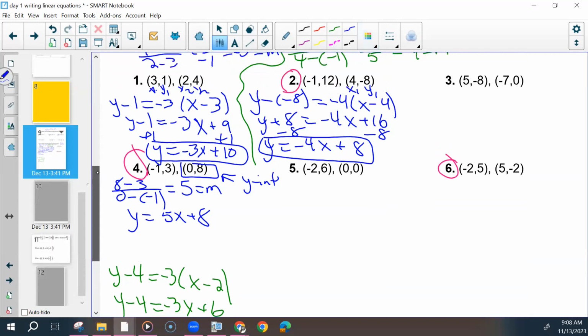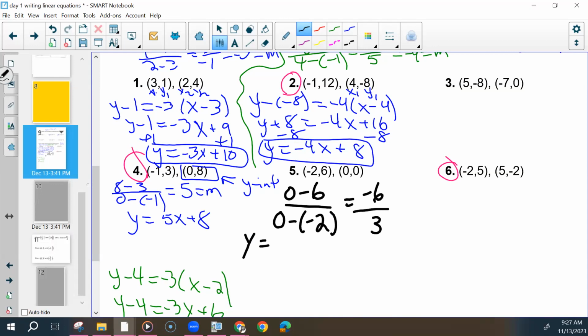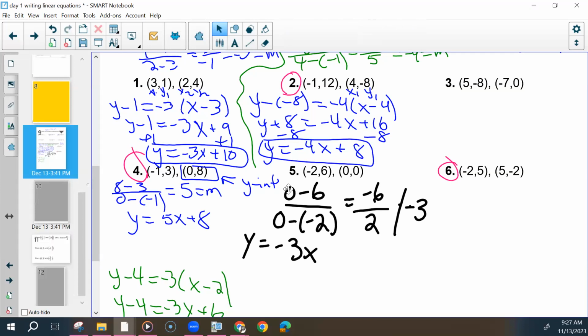I want you guys to try the last 3, 5, and 6. And then we'll come back and talk about those. Anyone else want to come up and do 3, 4, 6?